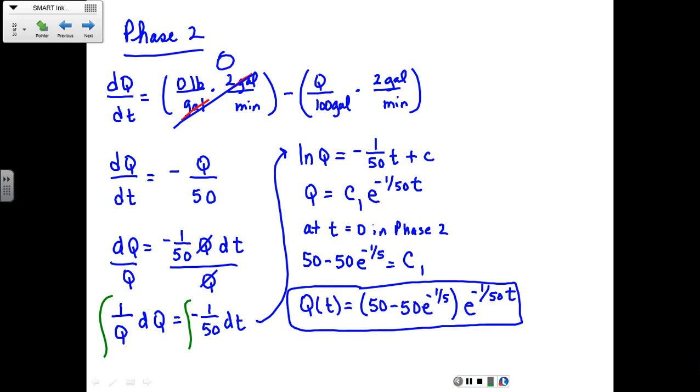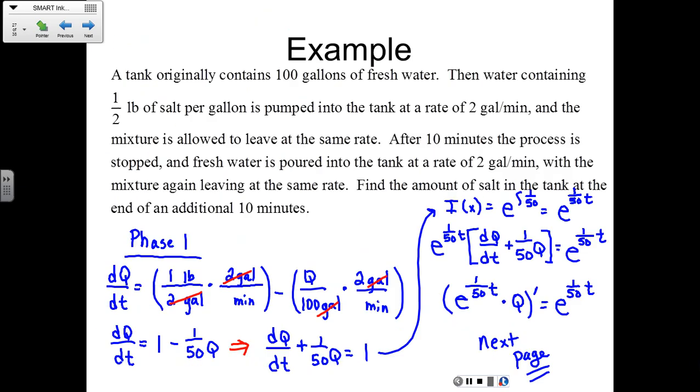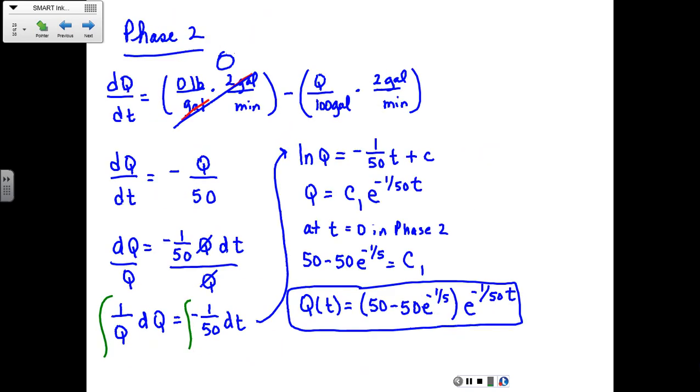So the question for this problem, see if I can find it here. What was the question they were asking me in the whole mess of everything? Find the amount of salt in the tank at the end of an additional 10 minutes. So at 10 minutes after phase 2 begins, how much salt have I got? So what do I need to do? Yep. So if I plug in 10 there, it's going to be e to the negative 1/5 again.